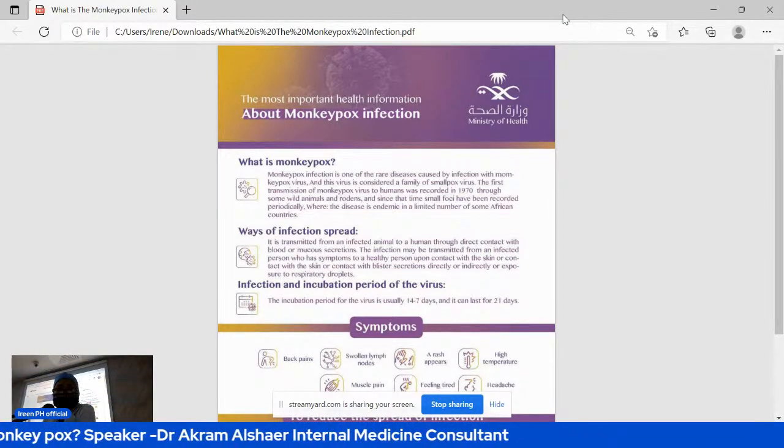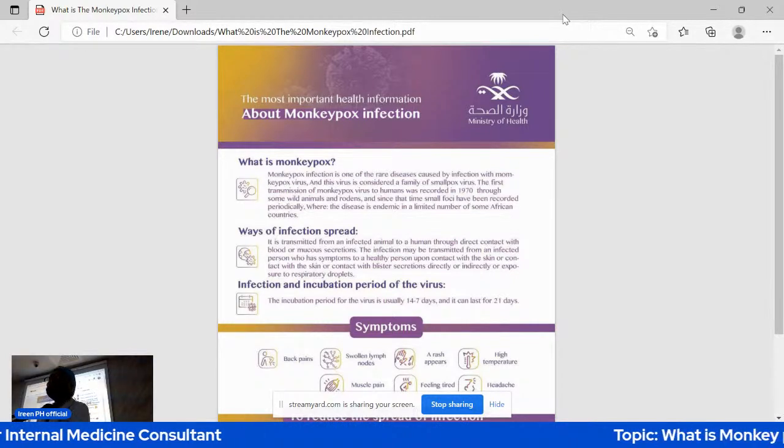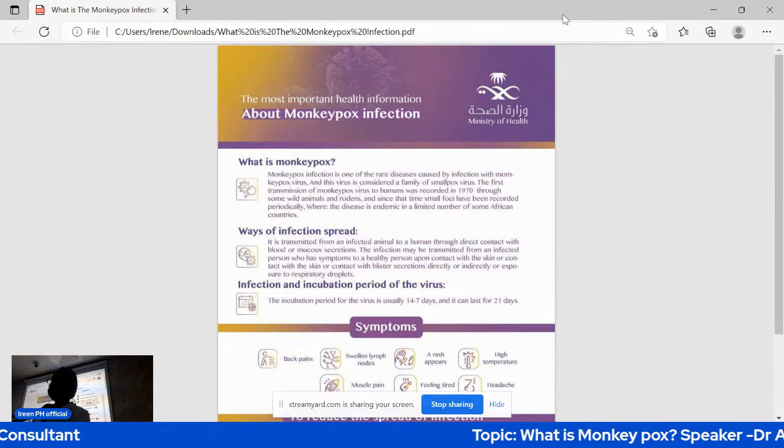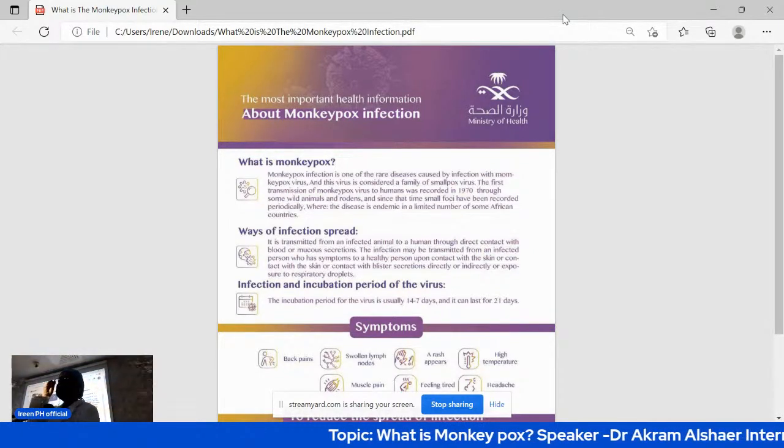About monkeypox infections. This is the brief discussion. Manju, I will give this to you. I will laminate it and then I will give you one copy. Just put it on your bulletin board.